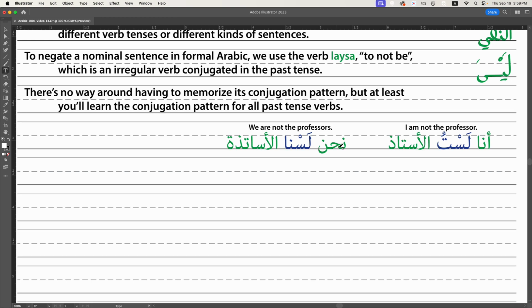Nahnu for we, usually pronounced hna. Lesna. So you could see the noon alif ending that we use in the possessive as well. Lesna al-asatidha. We are not the professors.